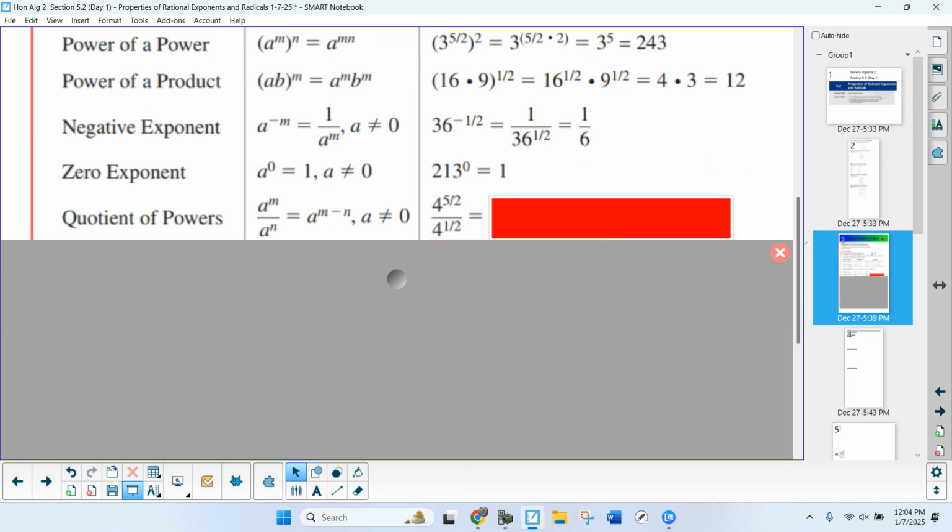So I have 4 to the 5/2 over 4 to the 1/2. McKenna, what are you going to do? You do 4 to the 5/2 minus 1/2. Which is? 4/2. What's 4/2 reduced to? 2. Okay, 4/2 reduces to 2, and then 4 squared is 16. Okay, good. How'd you guys do on that one?